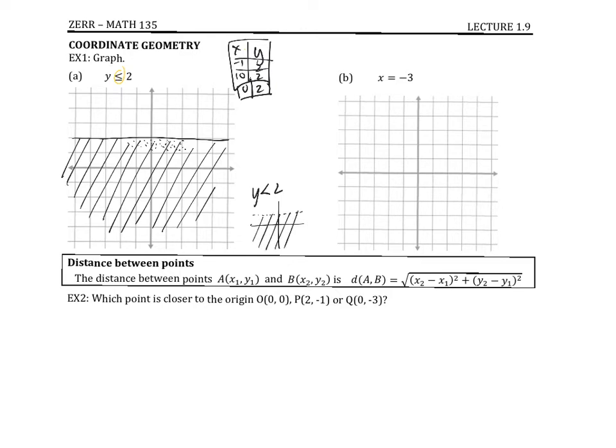All right, so let's look at this one. X is -3. That's saying at all times x is exactly -3. So that's a vertical line at -3.